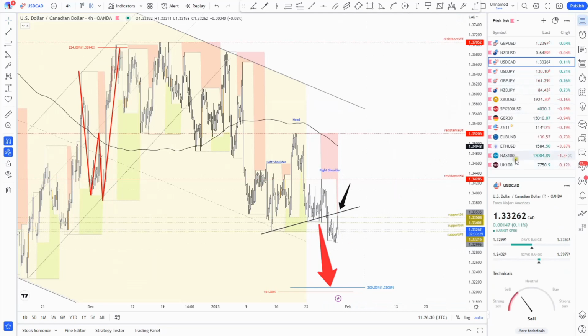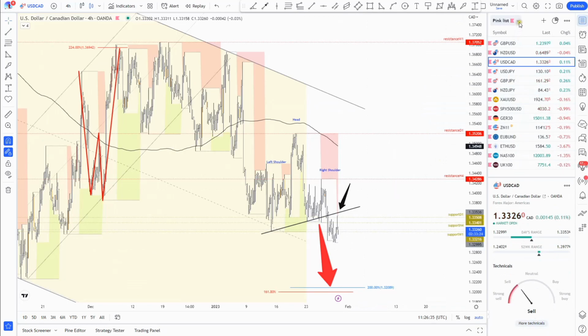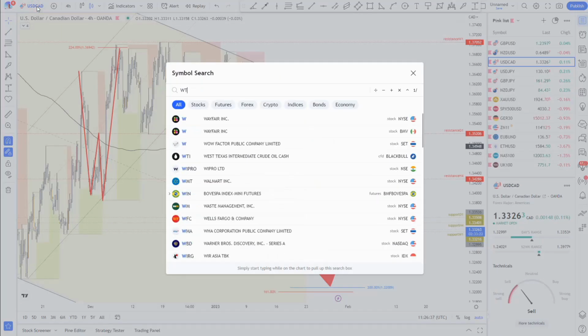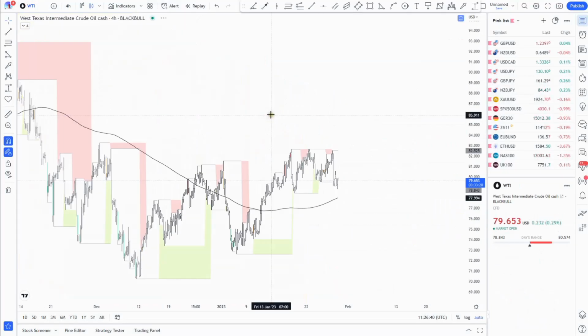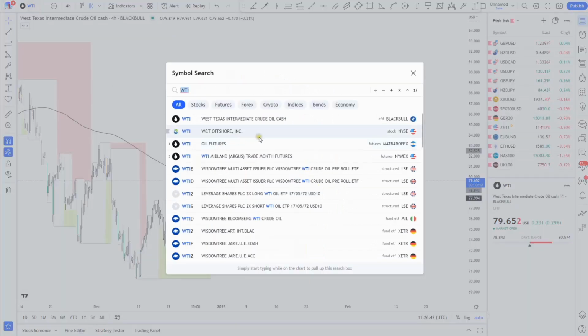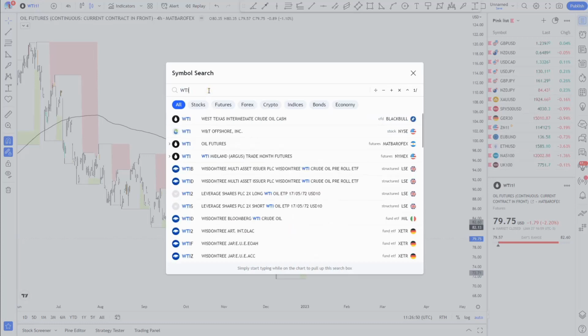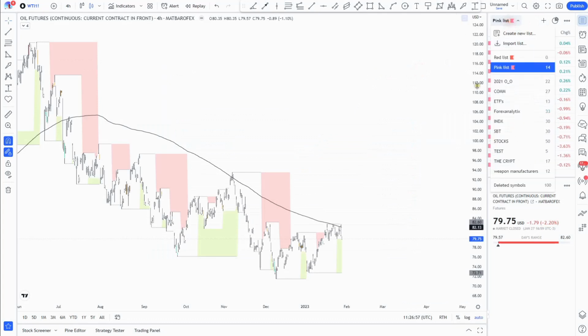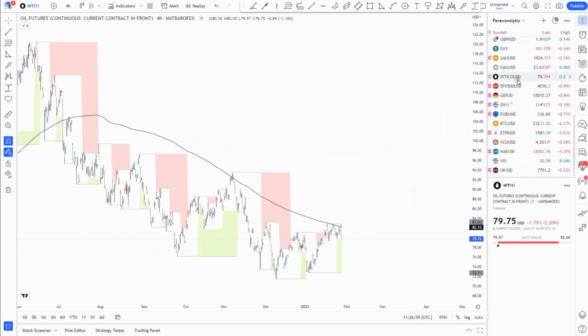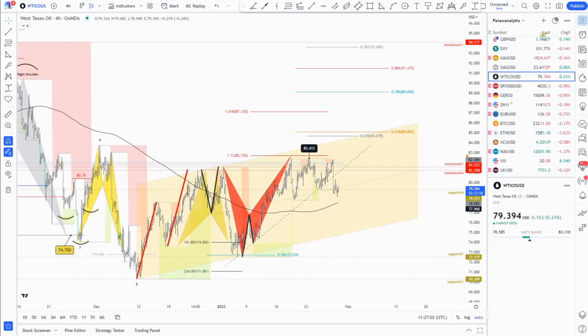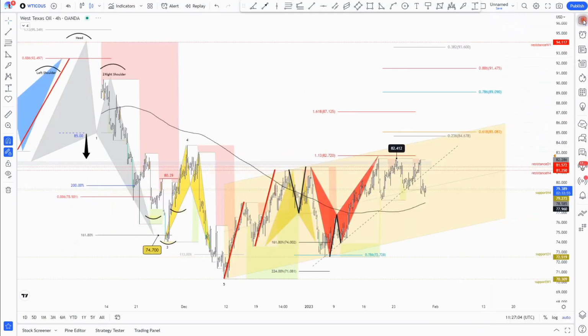That guides us into crude oil, and by the way, I don't have it here. Let me pick that one. Not this one, I believe, not the futures. No, I need to pick it from here. Exactly.